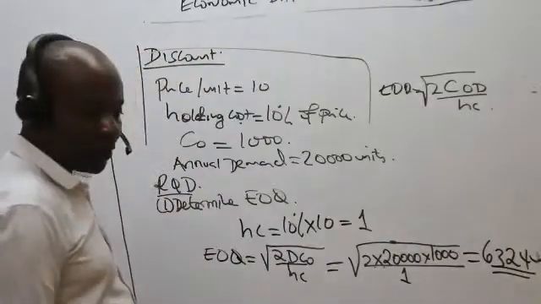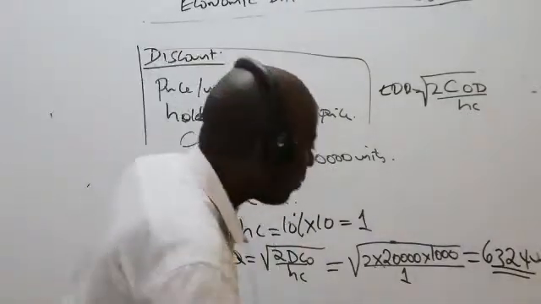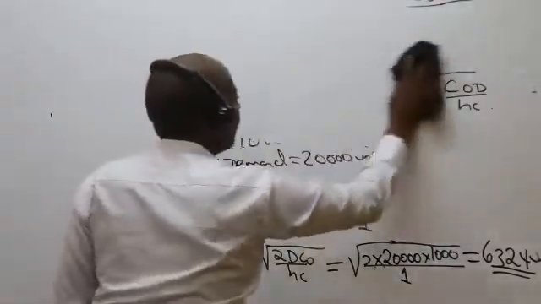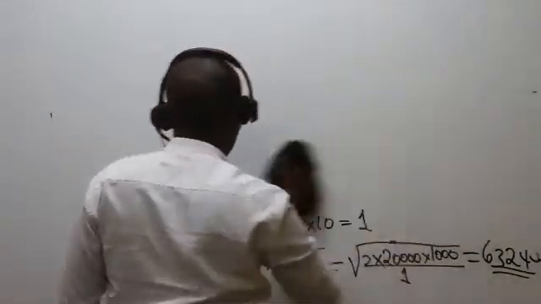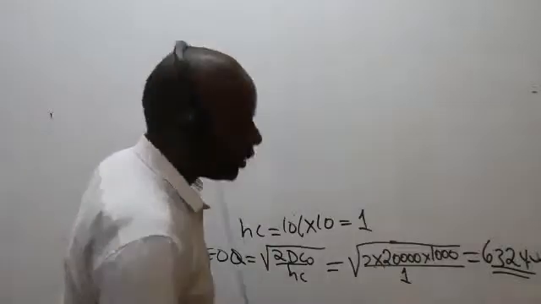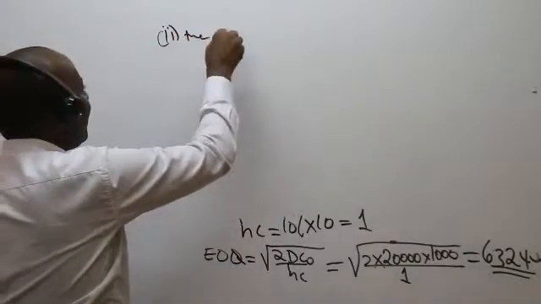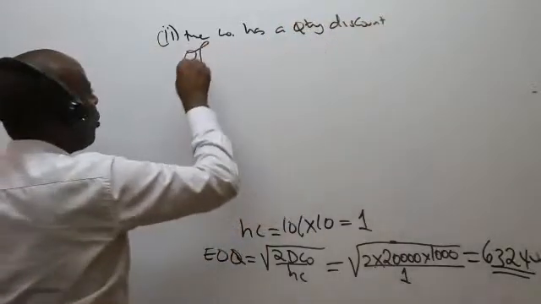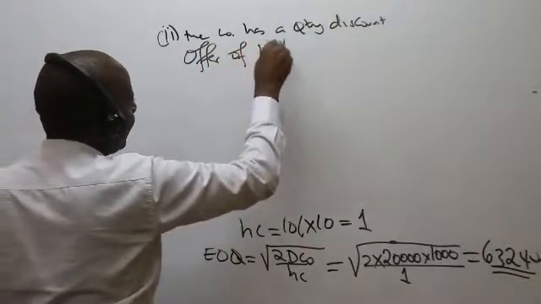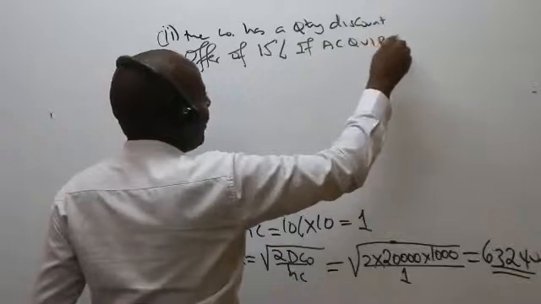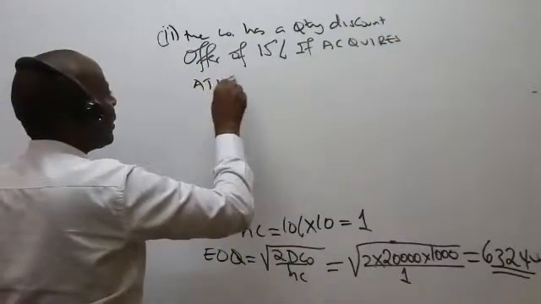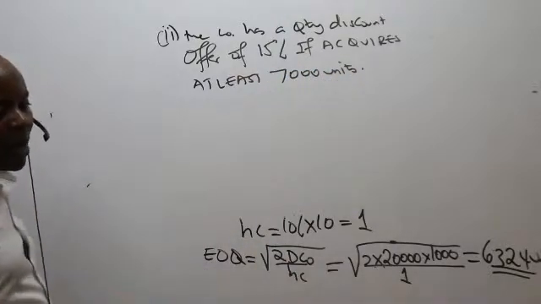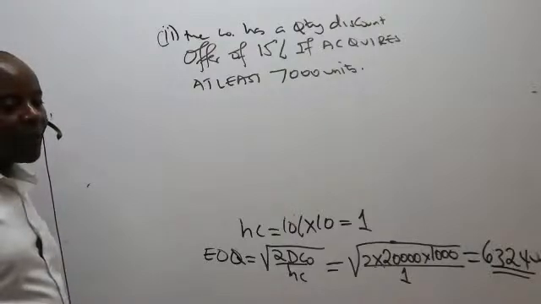Let's go to number 2 of this question. Mention number 2, that the company has a quantity discount offer of 15% if it acquires at least 7,000 units.